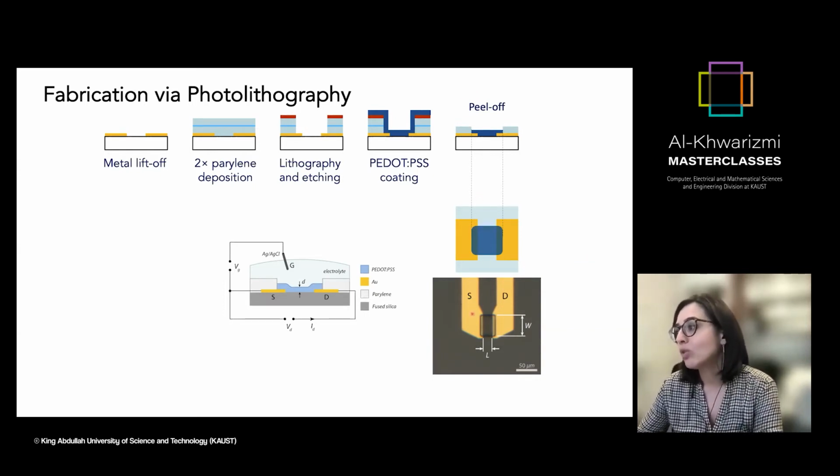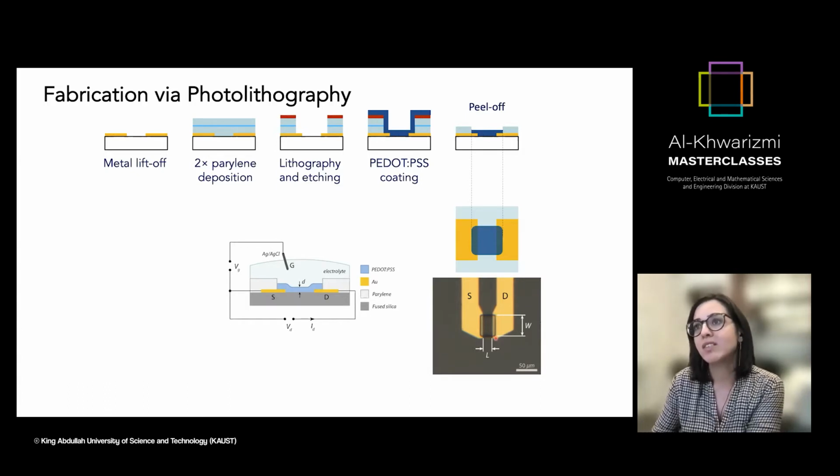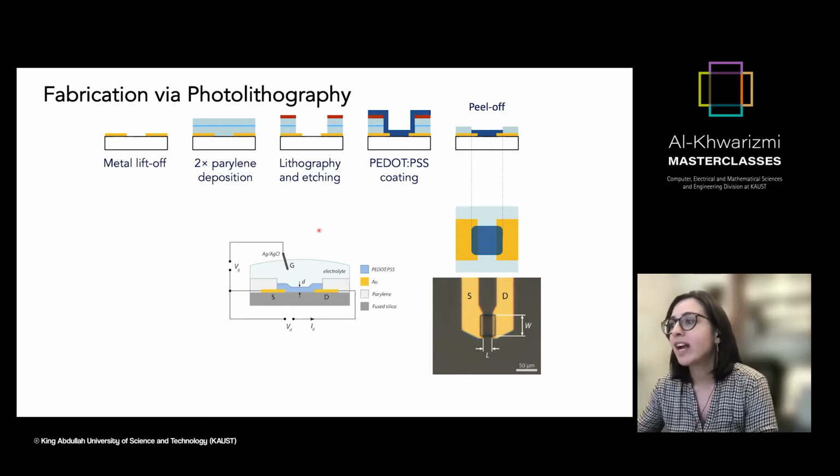And here I'm showing you such a device. This is an organic transistor. There's a source and drain gold electrode, and in between an organic electronic material. And as you can see from the scale bar, this is a device that is about 50 to 25 micrometer size. So very precise devices you can make with photolithography. And we're very happy to be able to do that here at KAUST for certain applications.